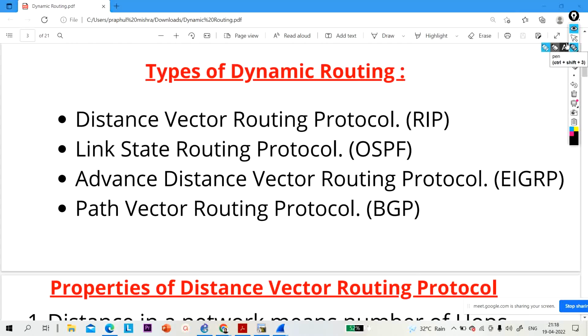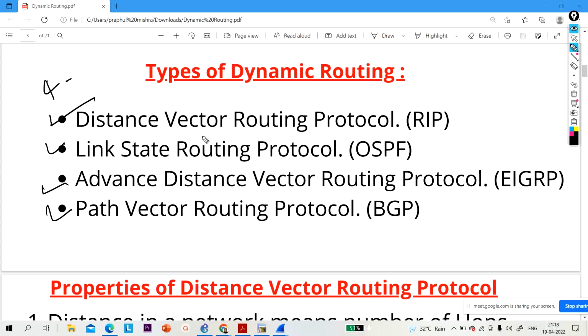See, types of dynamic routing. There are 4 types of dynamic routing. First one is distance vector routing protocol. After that, link state routing protocol. After that, advanced distance vector routing protocol. After that, path vector routing protocol, right? There are 4 types of routing protocol.